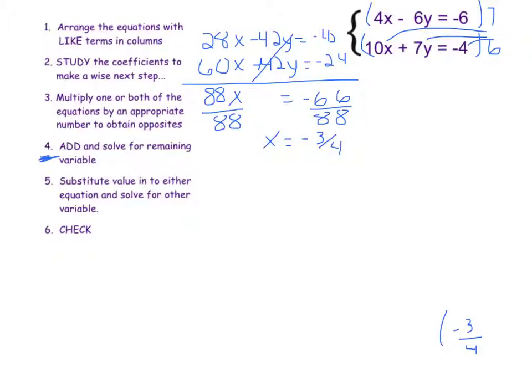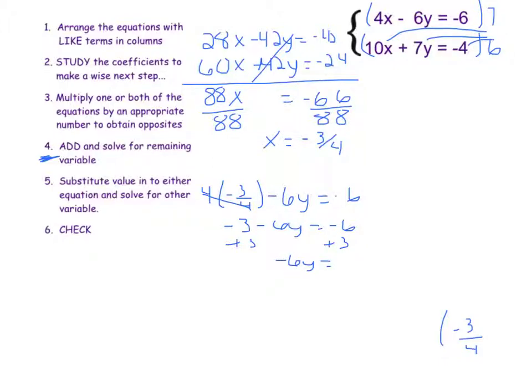So the next step is to substitute it back into either one of the equations. Well, I don't like working with fractions, even though I just said they weren't evil, so I'm going to choose this first one because I can see that the denominators will cancel out. So I'm going to do 4 times negative 3/4 minus 6y equals negative 6. My 4's cancel. I'm left with negative 3 minus 6y equals negative 6. Add 3, so negative 6y equals negative 3. Divide by negative 6, so negative 3 over negative 6. So it looks like y is also a fraction, 1/2.